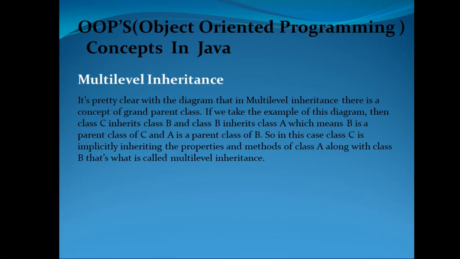It is pretty clear from the design that in multi-level inheritance, there is a concept of a grandparent class. If we take the example of the diagram that we showed in the previous slide, then class C inherits class B and class B inherits class A, which means B is the parent class of C and A is the parent class of B. So in this case, class C is implicitly inheriting the properties and methods of class A along with class B. That is what is called multi-level inheritance.